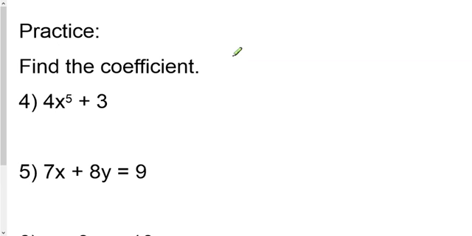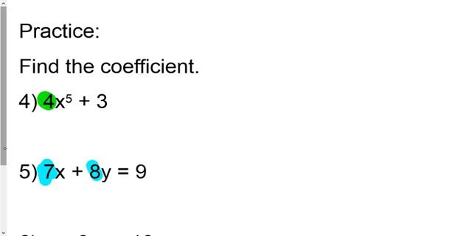Go find the coefficients. Well, coefficients are numbers that are multiplying a variable. So here's a variable, and that 4 is multiplying it. That exponent is not multiplying the x, so we can't say that's a coefficient. And this 3 is not multiplying it, so the 4 is our coefficient. Number 5. Well, the 7 and the 8.